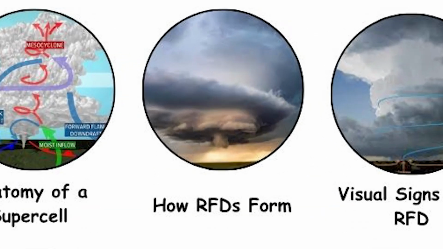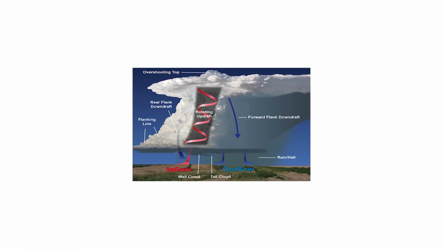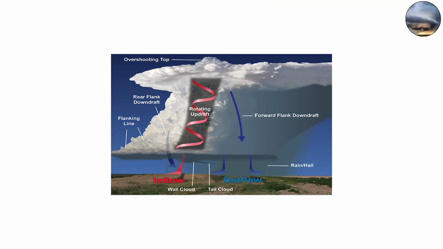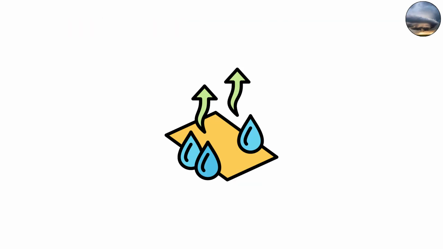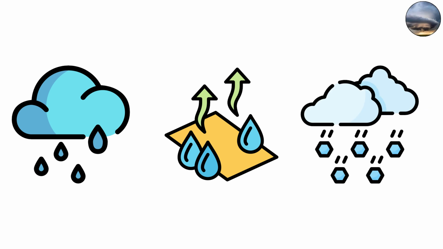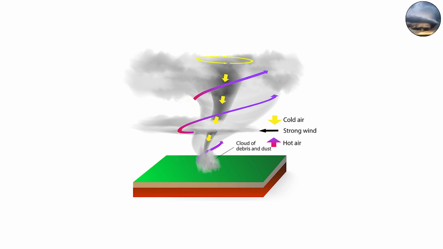How RFDs form. RFDs don't just appear out of nowhere. They're born from the storm's internal processes. Evaporation cooling. As rain and hail fall into drier air behind the storm, they evaporate. This process sucks heat out of the air, leaving it colder and denser, which forces it to sink.